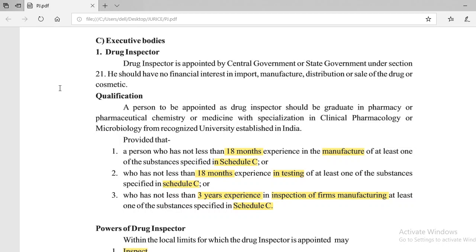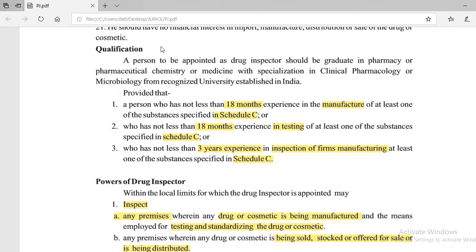Now what are Schedule C drugs? Schedule C drugs are the biological products or their related products. These come under Schedule C. So 18 months of experience in manufacturing of Schedule C drugs, or 18 months of experience in testing of Schedule C drugs. Remember, it can be either of these two. That means if he has only the testing experience of 18 months in Schedule C drugs, then also he is eligible for the post of drug inspector.